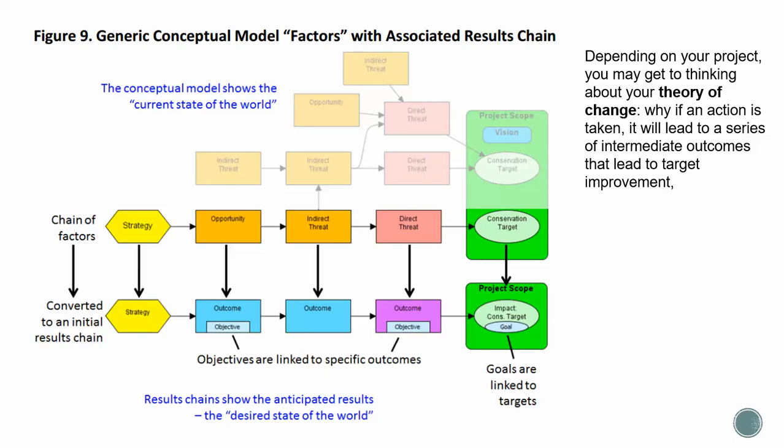Now, within the context of the open standards, the next thing that happens is to do one of these things that's called a results chain, and this is based on some theory of change. That if we do X, then Y will happen. That's all a theory of change is. And so this conceptual model is trying to say the current state of the world, and that our results chains are trying to look at anticipated results. What will happen if we do something? And you can see down here on this diagram on the page the project impact, conservation target, they set goals.